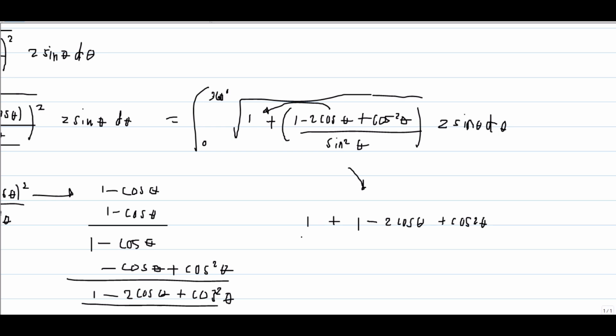Okay, let's find the LCD here. The LCD is sine squared theta, so sine squared divided by this over 1 is sine squared. Therefore, this would be sine squared here.